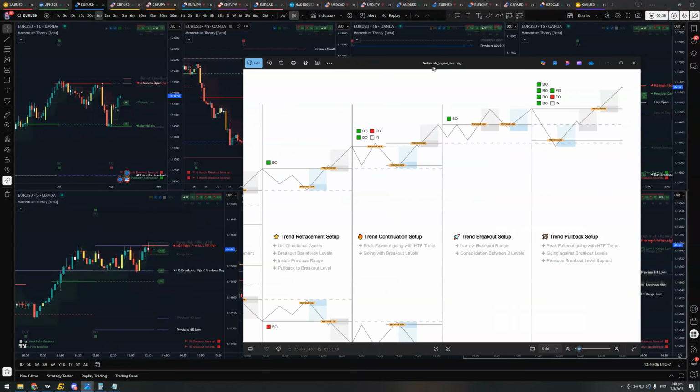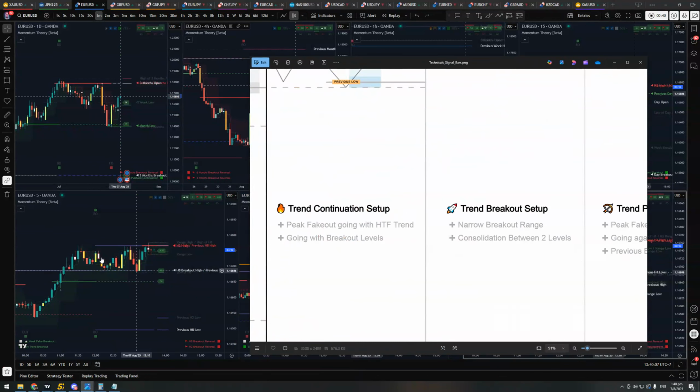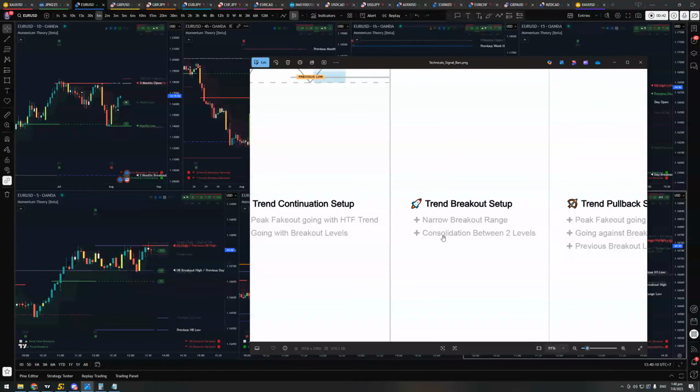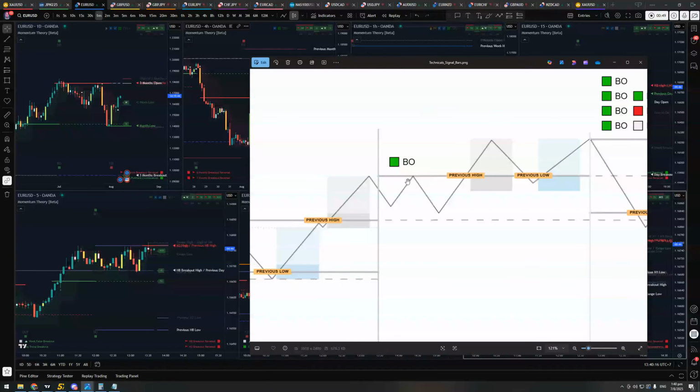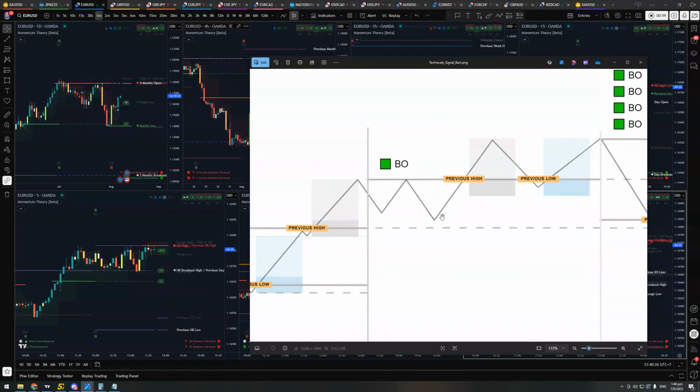For trend breakout setups, I want to see a narrow breakout range, which we have on all of them. Then I want to see consolidation between two levels, which we have in all of them as well. Right before it breaks out, I want to see price come down and take out that entire consolidation, in this case at the low. And then if I'm sitting and watching it, I can take a sniper entry from down here.